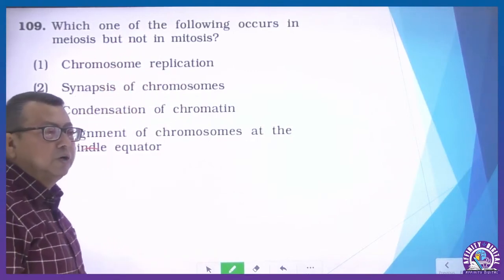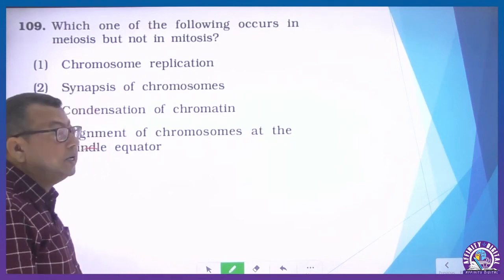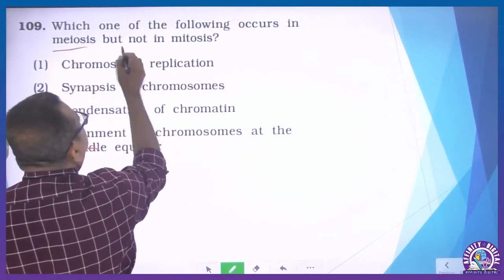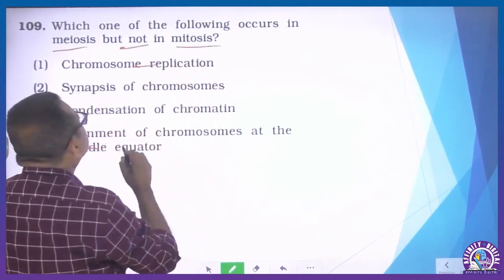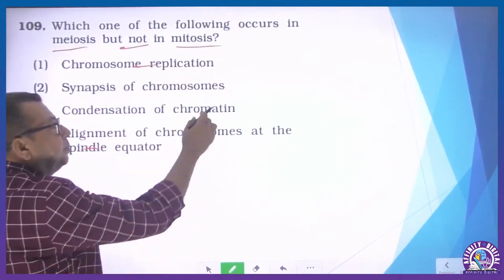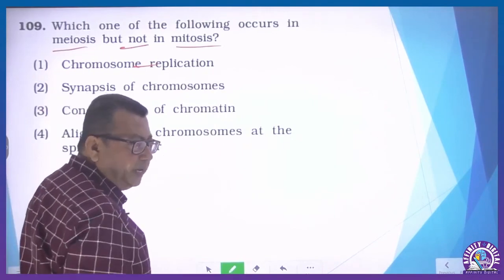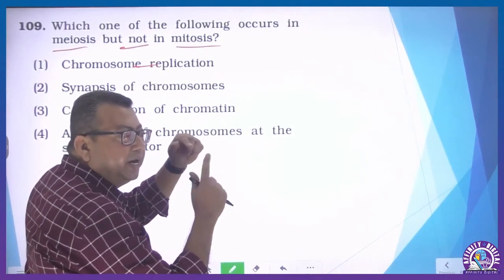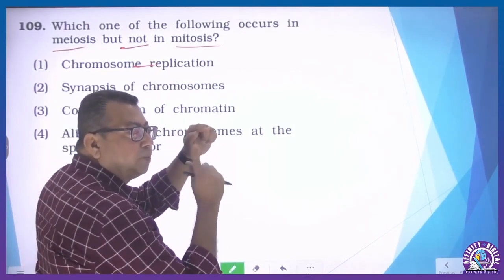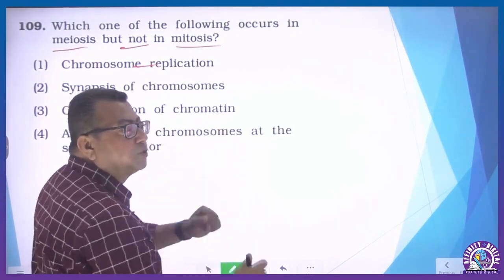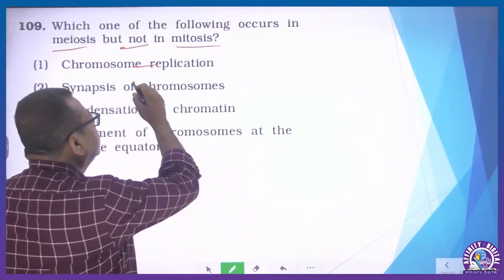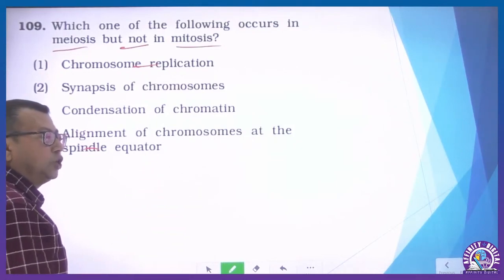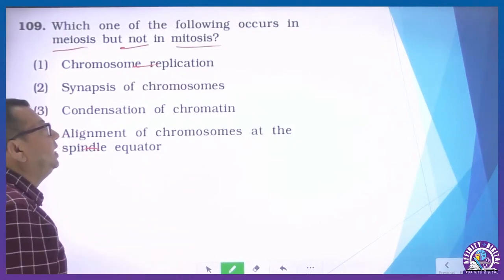Next, which of the following occurs in meiosis but not in mitosis? This is a question on the cell cycle and cell division chapter. So, option number 1: chromosome replication. Another name for chromosome replication is DNA replication. Because during cell division, DNA by the process of condensation and packaging becomes chromosome. So chromosome replication is sometimes called DNA replication. DNA replication is also called DNA synthesis.